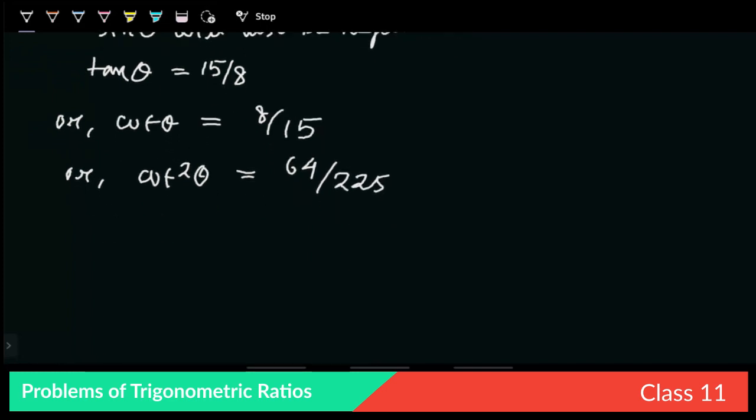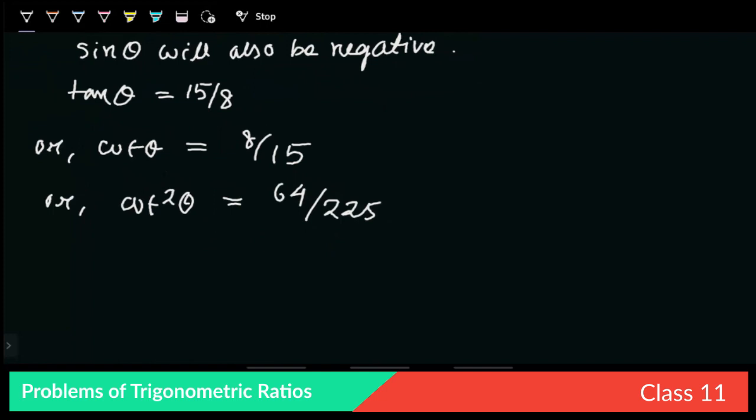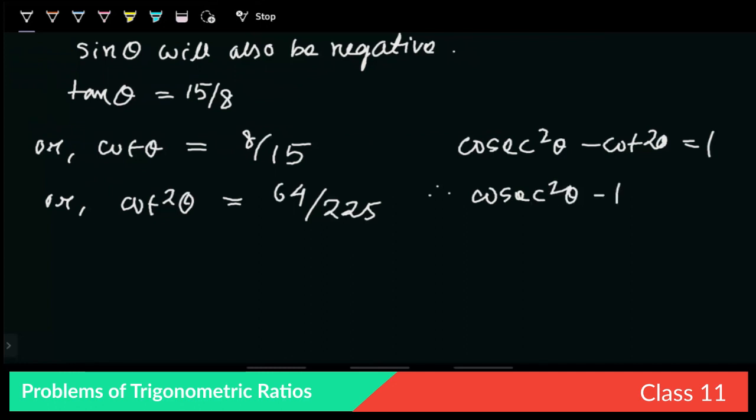Now in class 10 we have got an identity, that is cosec square theta minus cot square theta equals 1. So in place of cot square theta, what can I write? See, it is cosec square theta minus 1. I have moved this minus 1 to the left hand side and put cot square theta on the right hand side. So cosec square theta minus 1 equals cot square theta. So in place of cot square theta, I can write cosec square theta minus 1 equals 64 by 225.